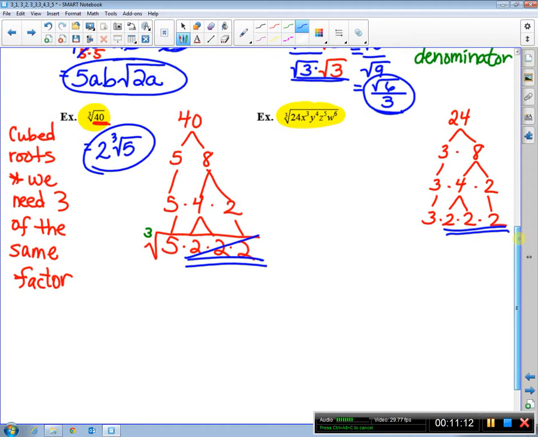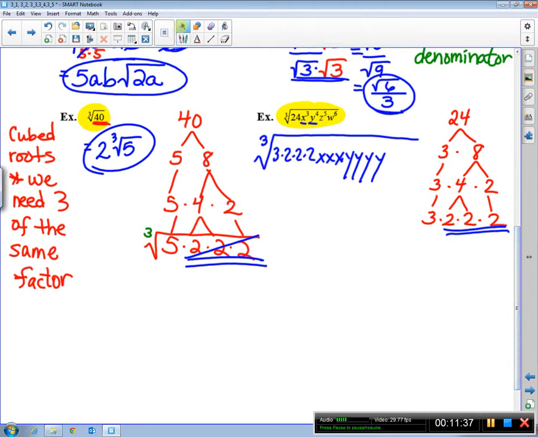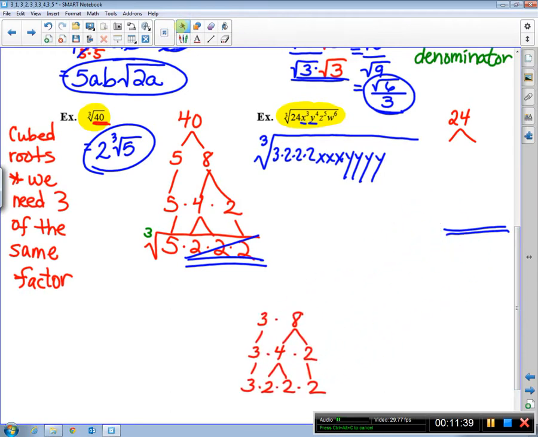So let's write this. Cubed root of, and let's stretch this whole thing out. 24 is 3 times 2 times 2 times 2. X cubed is x, x, x. Y to the 4th is y, y, y, y. Z to the 5th, I'm going to run out of room. Let me see if I can grab the factor tree and just bring it down. There we go.